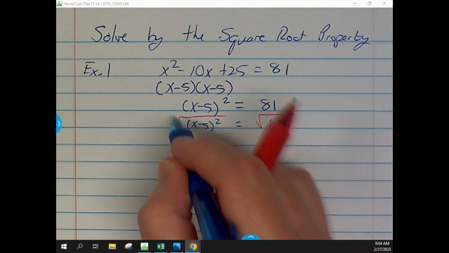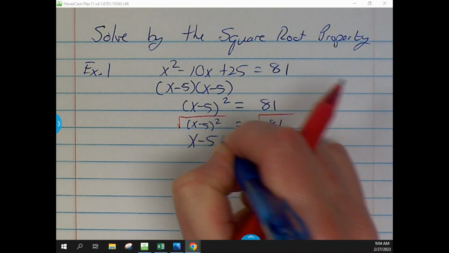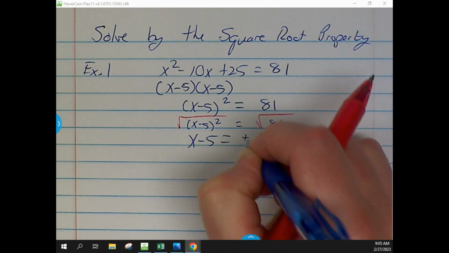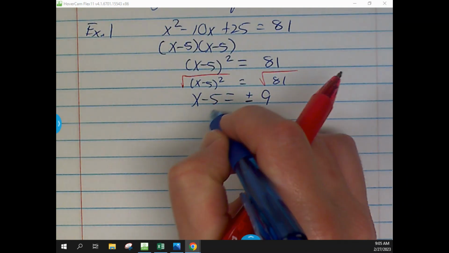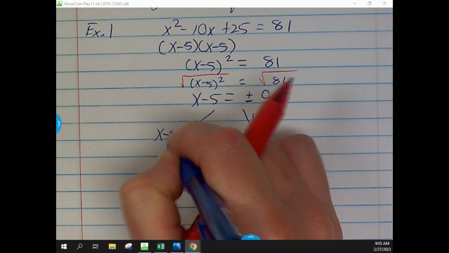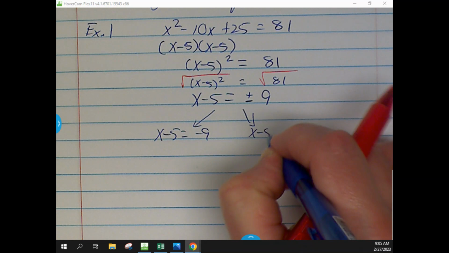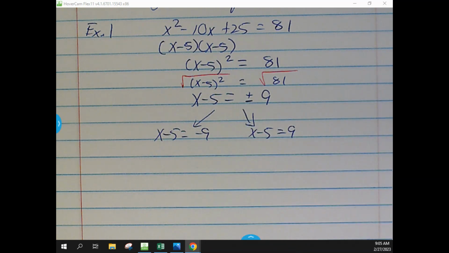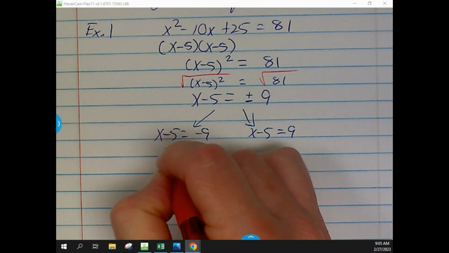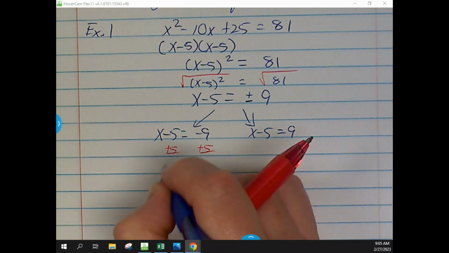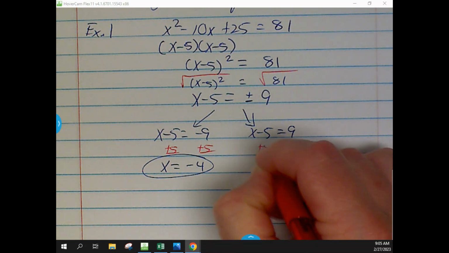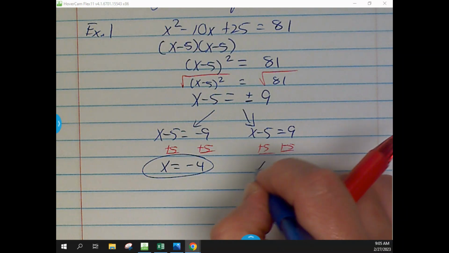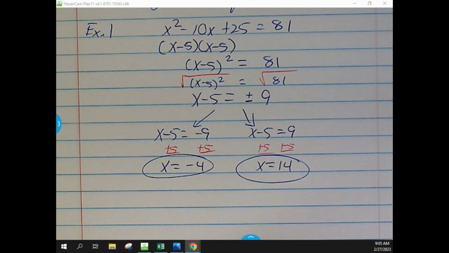All right, so we do x minus 5 squared. The square root and the square cancel each other out, leaves us with just x minus 5. Square root of 81 is 9, but remember, it's positive or negative 9, because 9 times 9 is 81, and negative 9 times negative 9 is also 81. Which means when we get the answer for this one, we've got two things we have to worry about. We've got x minus 5 equals negative 9, and x minus 5 equals positive 9. So we'll add 5 here, so x would equal negative 4. And then add 5 here, so x would equal 14.